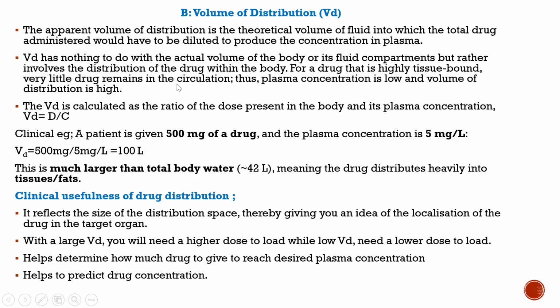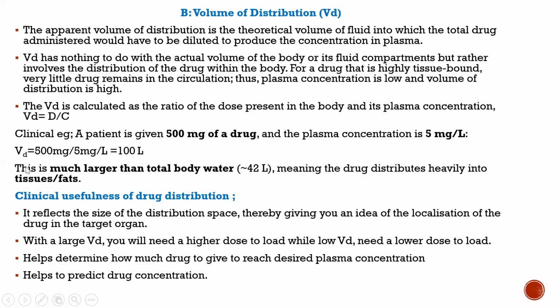So it's calculated as the ratio of the dose of drug in the body and its plasma concentration, right? So let's say, for example, a patient is given 500 milligram of a drug, and then the plasma concentration is 5 milligram per liter. So calculate the volume of distribution. That is the dose of the drug in the body, which is 500 milligram, over the plasma concentration, that is 5 milligram per liter. It's giving us a volume of distribution of 100 liter.